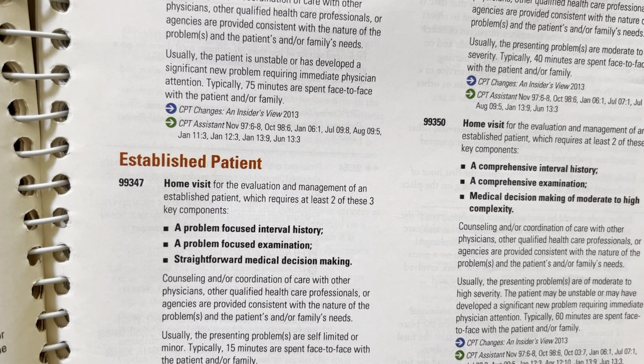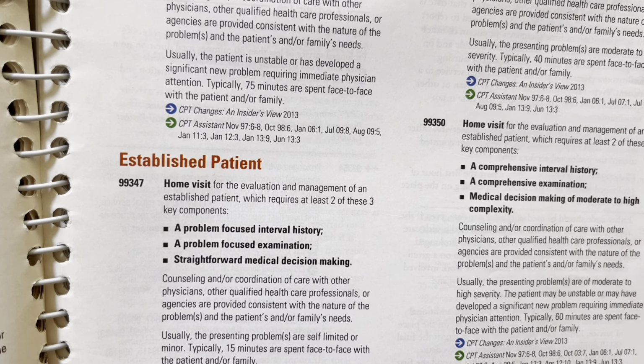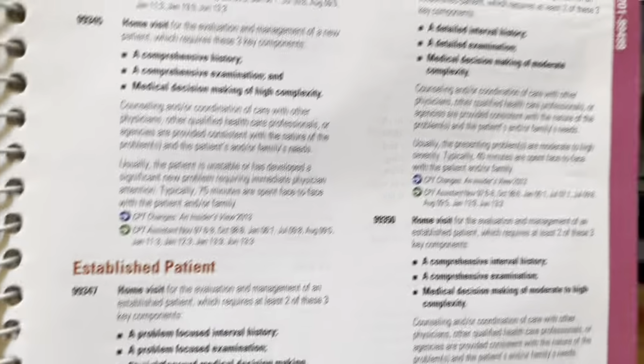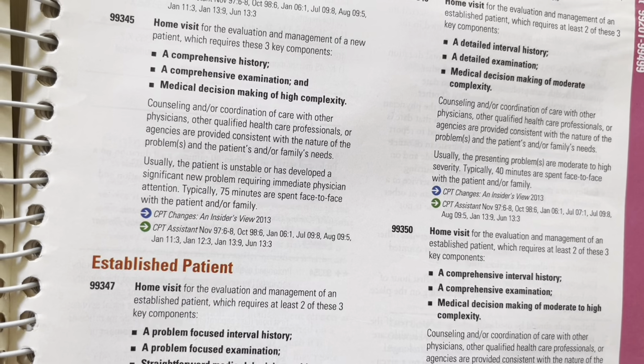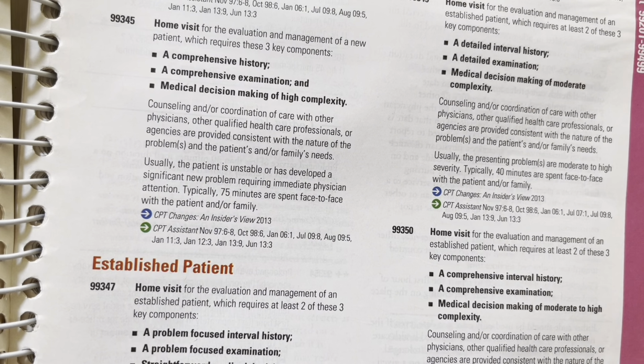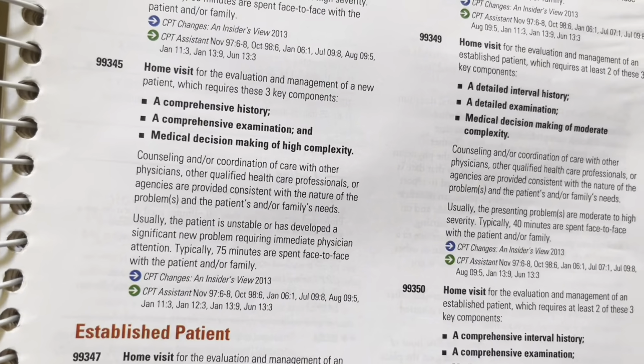And one more thing, option B, 99342, is a new patient visit, and 99348 is an established patient. See, 99348 comes under established patient. This patient was already seen by the same doctor 4 months ago, so this is an established patient. So the answer will be option C, 99348. Okay.